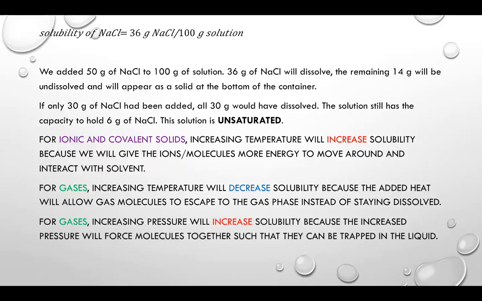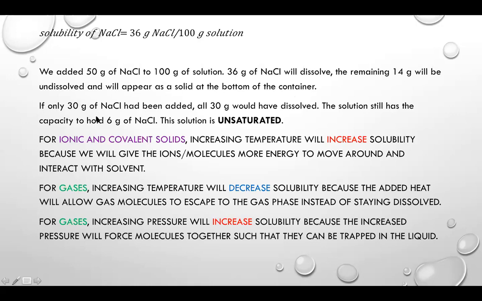So if we look at the solubility of sodium chloride, it's 36 grams of sodium chloride for 100 grams of solution. So that's saying you can get 36 grams of sodium chloride, and we'll just say into 100 grams of water. So in our example before, we added 50 grams of sodium chloride to 100 grams of solution, but only 36 grams of the sodium chloride will dissolve. That's what we get from this solubility constant here. And so if you take 50 minus 36, the remaining 14 grams will be undissolved and will appear as a solid at the bottom of the container.